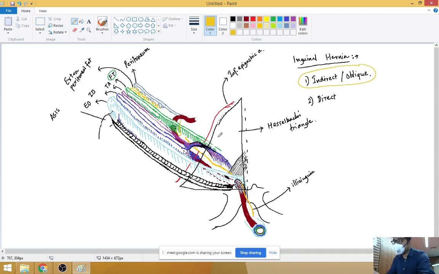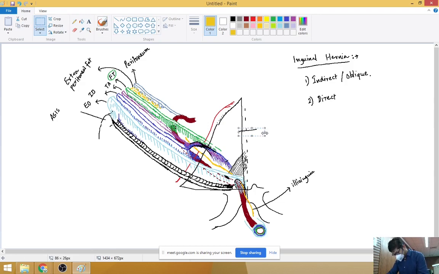For the direct hernia, it will come somewhere here and will pass like that. So the direct hernias are medial, inside the Hasselbach triangle. That is the clinical importance of Hasselbach triangle, which is formed by the inferior epigastric artery, the lateral border of the rectus, the linea semilunaris, and the inguinal ligament. So this is the importance of it.